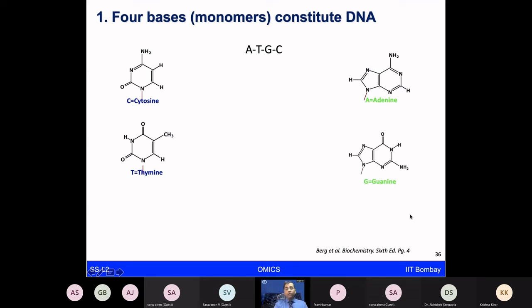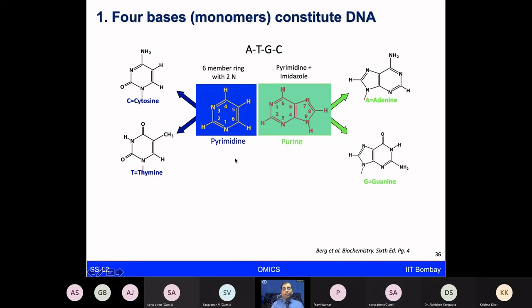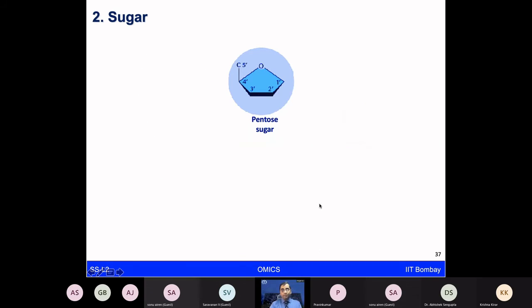There are four different types of bases which constitute DNA, known as ATGC. You must have heard these terms. A stands for adenine, T for thymine, G for guanine, and C for cytosine. Looking at the structure, T and C have a pyrimidine ring, a 6-membered ring with 2 nitrogens, while adenine and guanine have the pyrimidine ring plus an imidazole ring. That is known as purine. One more base, uracil, is found in RNA. In RNA you don't have thymine, but rather uracil. That is one major difference in the bases between DNA and RNA.